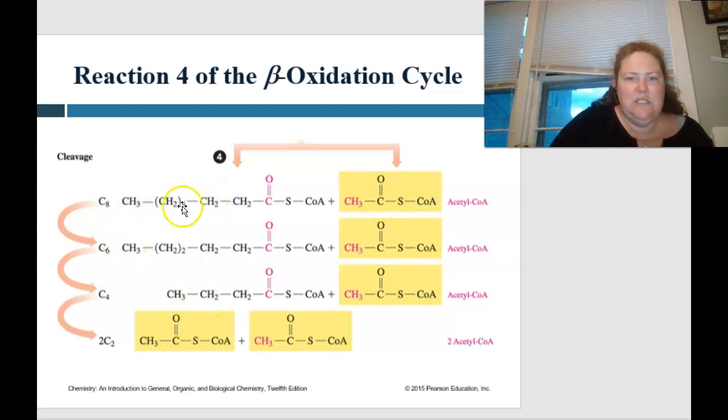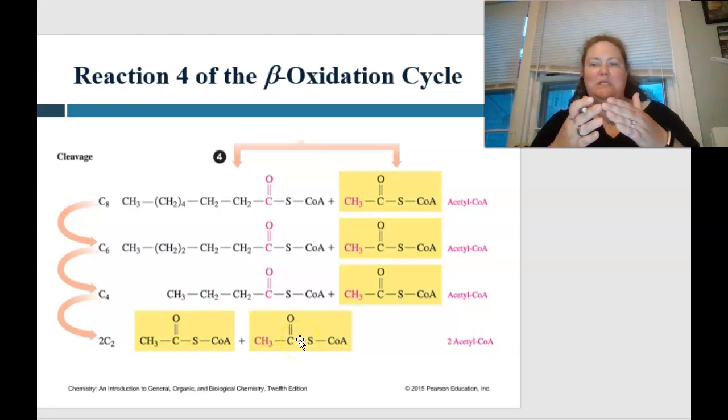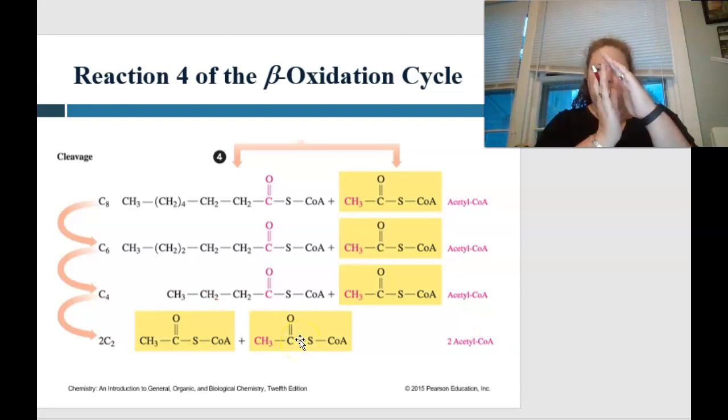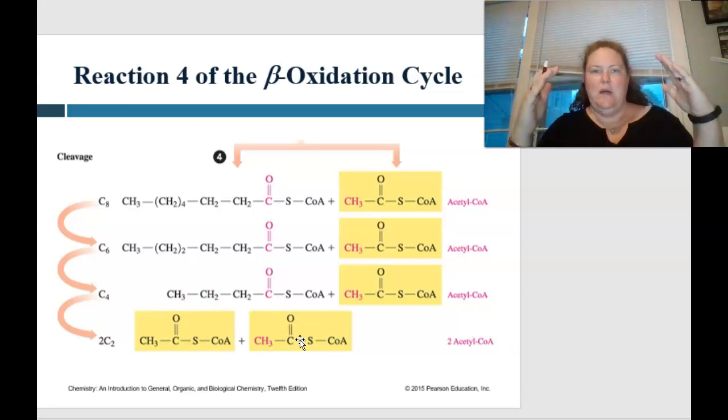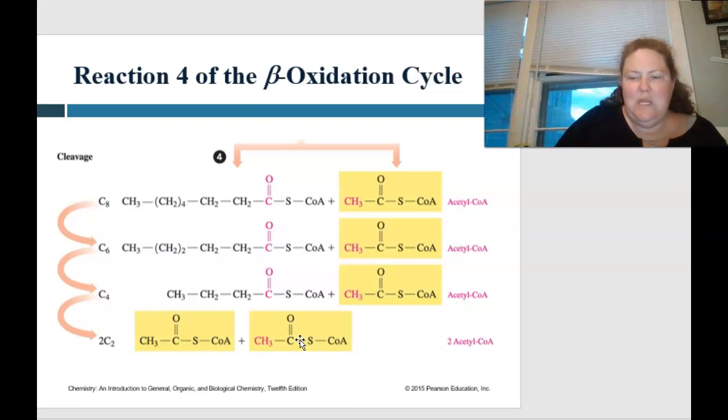So you can see this is CH2, 2, and then just that. And then at the last one, we actually end up with 2 acetyl-CoA. It's kind of like if you have one last piece of cake and you cut it in 2, you're only making 1 slice, but you end up having 2 pieces. Same analogy. Okay, so this comes into play when we talk about calculations.